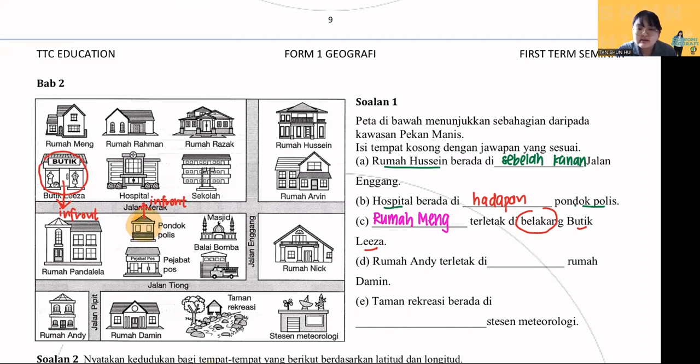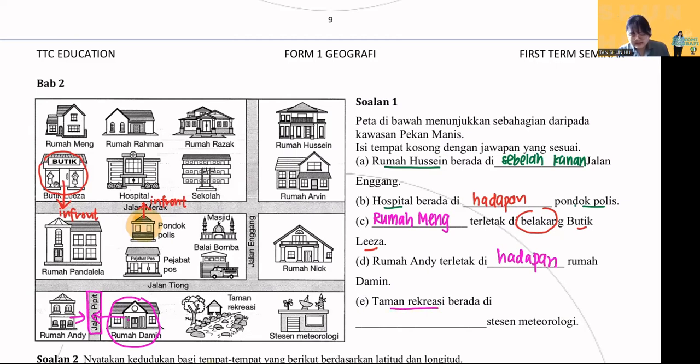Next one. Rumah Andy terletak di mana rumah Damin? Where's Damin? Oh, Damin is here. But you see, the road that is near Damin is here. So the in front is here. Okay, so Andy is located where? You see the name of the road is here. So you are facing here. Okay. So Andy is opposite, right? In front or behind? In front. Understand?